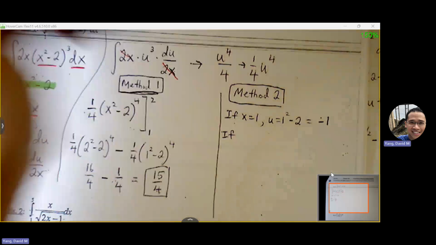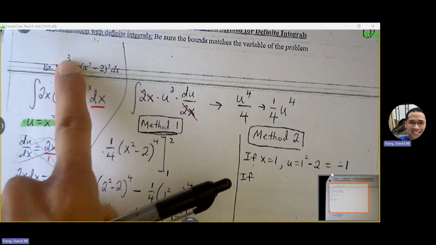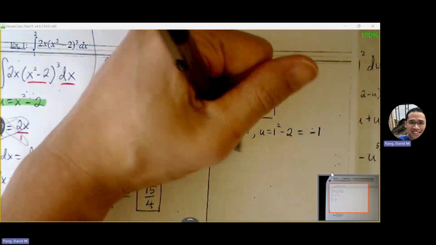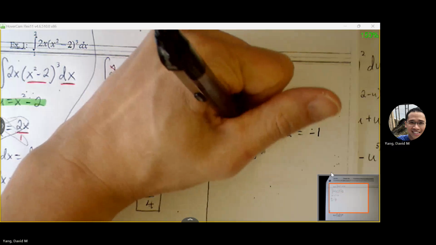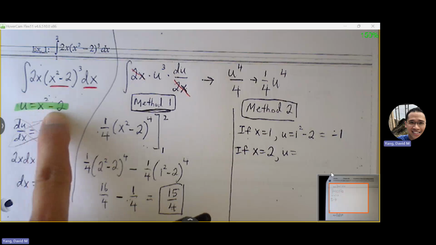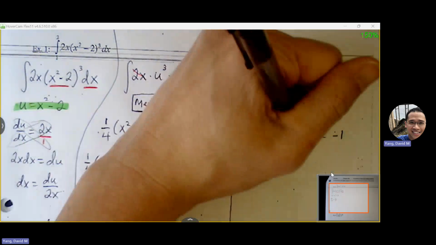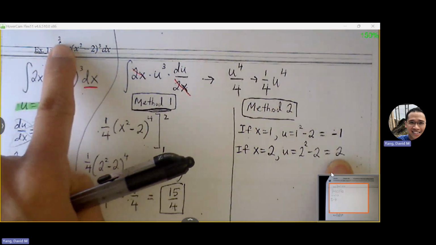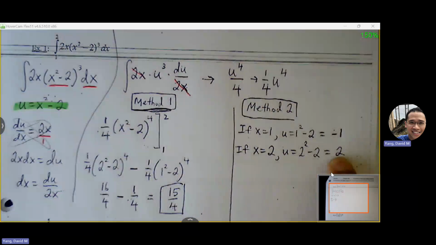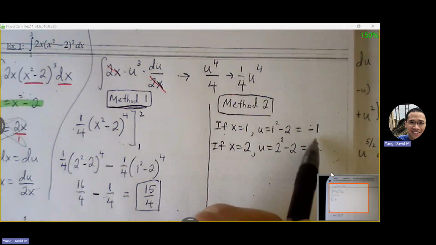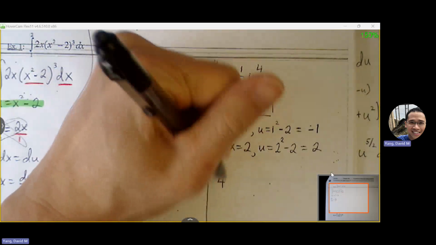And then my upper bound right now is in terms of x equals 2. I want to get in terms of u so I can match the variables here. So if x equals 2, my u value, again, this is my conversion rate, is 2 squared minus 2 in for x, so 2 squared minus 2, which is still 2. Okay, so the conversion did not really change that value, but it is the adapted u value now. So I have my antiderivative in terms of u. I have my bounds in terms of u. So I'm just going to do this.